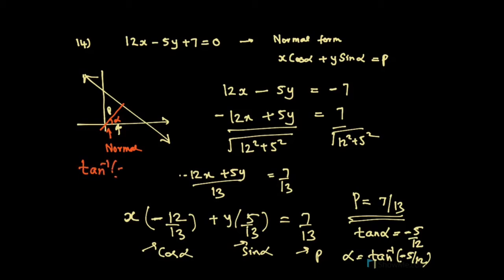So, tan alpha is minus 5 by 13, which means alpha is tan inverse of minus 5 by 13. That is the way we write it. We always write it in the form of tan inverse, not sin inverse or cos inverse, but tan inverse. Check your notes from the class, we have done this part before. That is the way to convert the general form to the normal form.